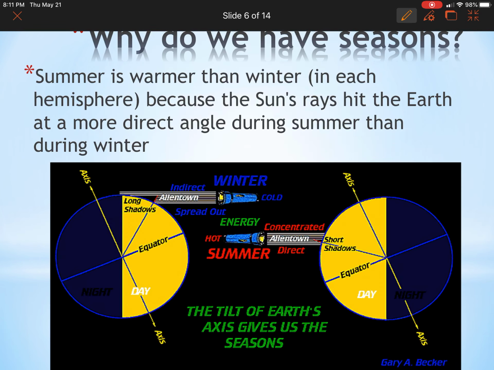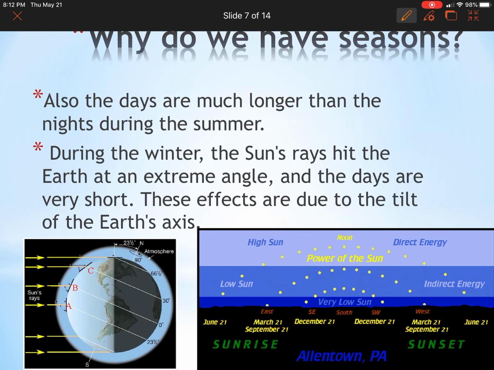Okay. Now, summer is warmer than winter, of course, in each hemisphere because the sun rays hit the earth at a more direct angle during summer than during winter. So we do know that, for example, like our winter, if you were living in the southern hemisphere, that would be their summer, and vice versa. So whichever hemisphere, which is half of the earth, is being hit by the sun's rays at a more direct angle, that's the one that's going to have summer. And I think direct angle is the one you're trying to copy down there in your notes there.